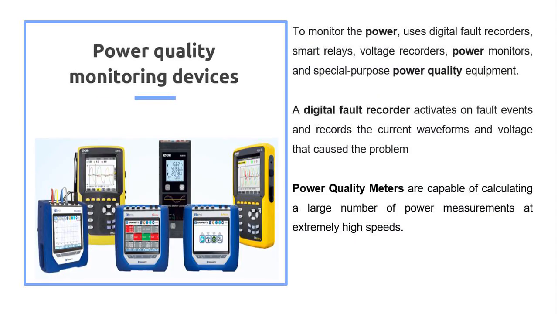Power quality monitoring devices. We have a number of power quality monitoring devices to monitor the power: digital fault recorders, smart relays, voltage recorders, power monitors, and special purpose power quality equipment. A digital fault recorder or voltage recorder activates on fault events and records the current and voltage waveforms that cause the problem. Power quality meters are capable of calculating a large number of power measurements at extremely high speed.